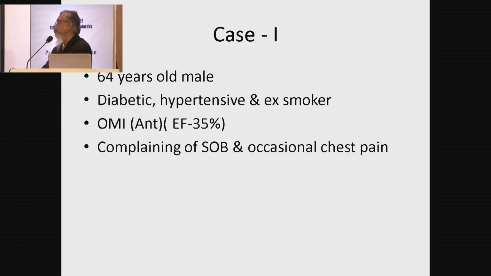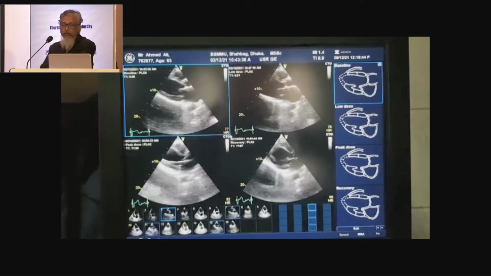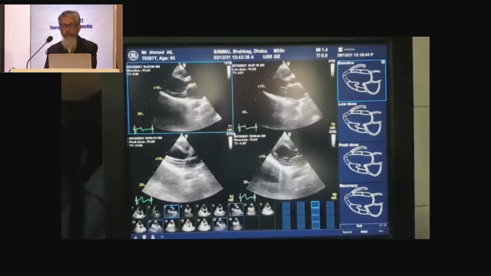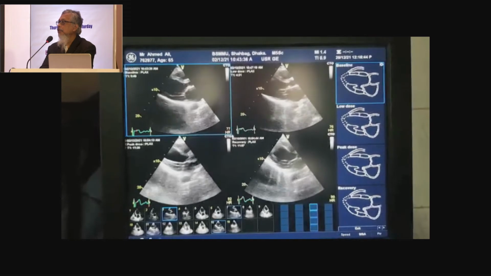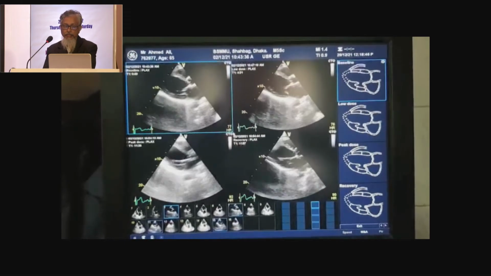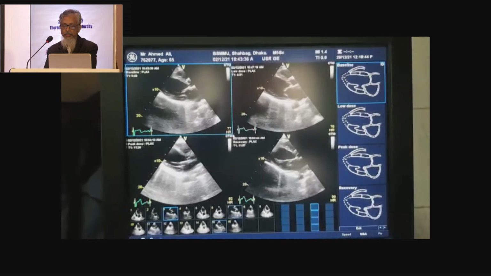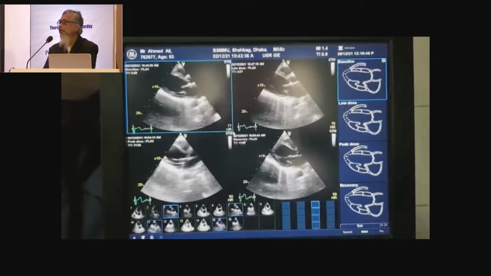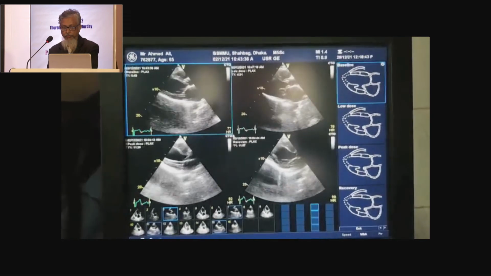So as I said, I will be dealing with my cases. My first case was a 64 year old male. He had an attack of myocardial infarction. We selected to do a dobutamine stress echo in our laboratory. If you look at the images from resting to low dose and to the peak dose, you will be able to find out that there is a biphasic response.